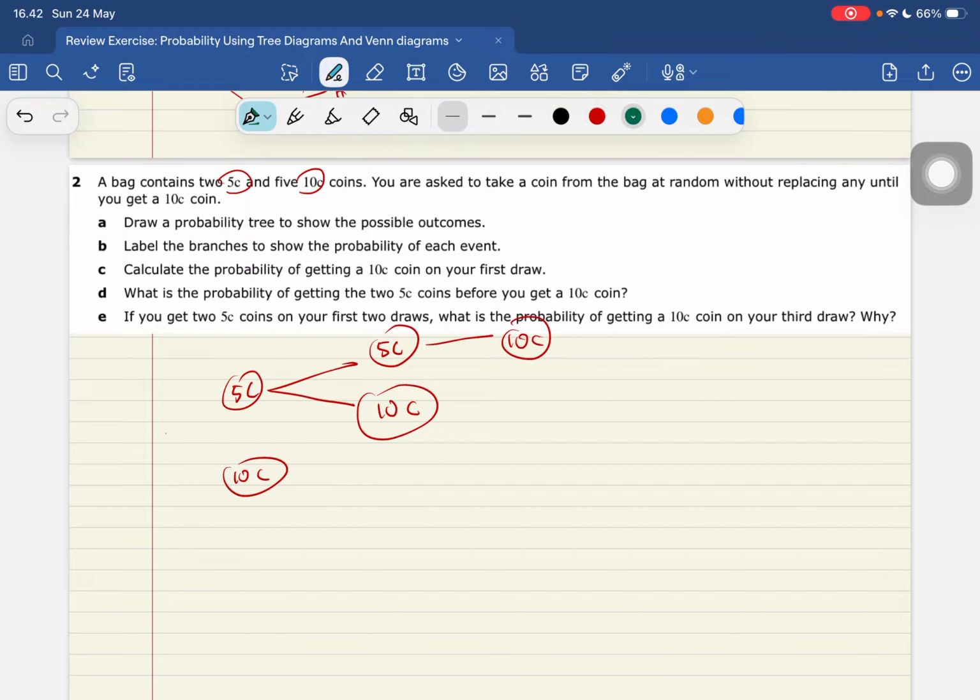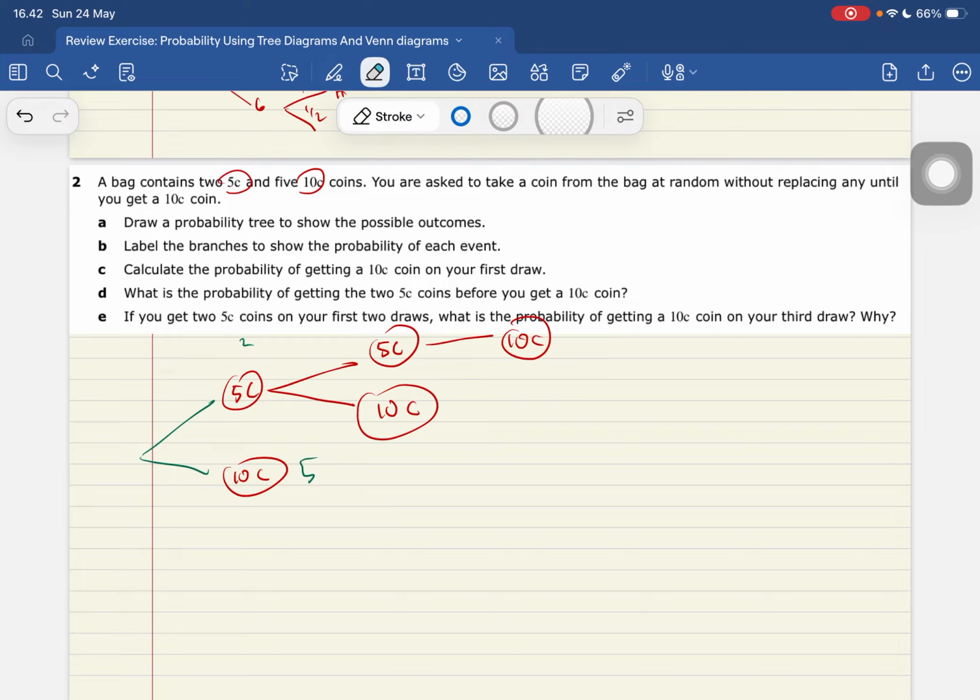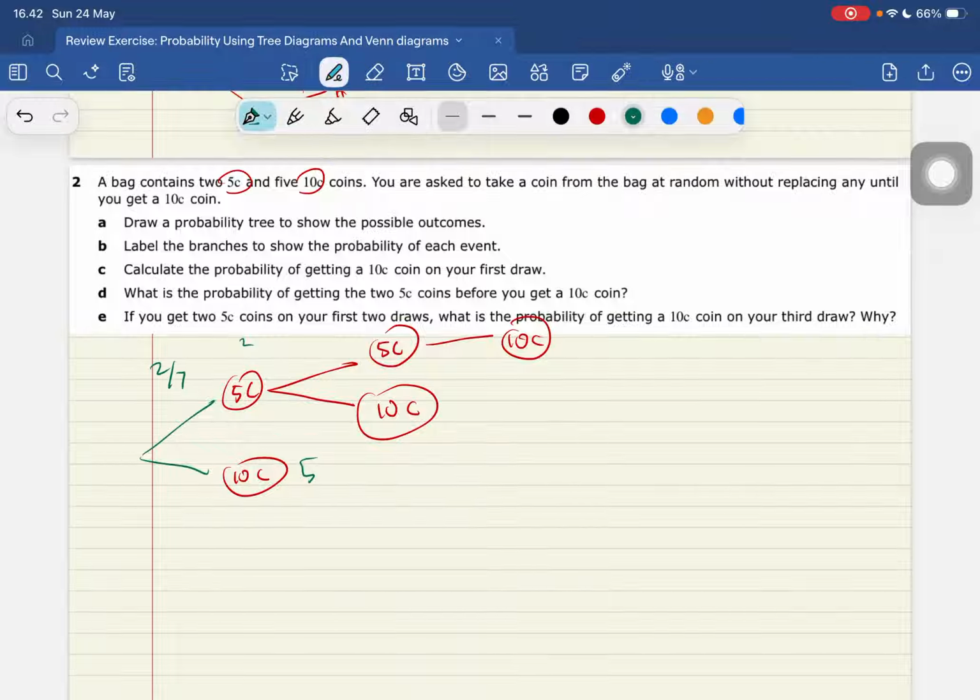So let's take a look at the probability. So we got 2 5 cents and then 5 10 cents. So it is 2 over 7, not 2 over 5, I mean. The total possibility is 2 over 7. Here is 5 over 7.